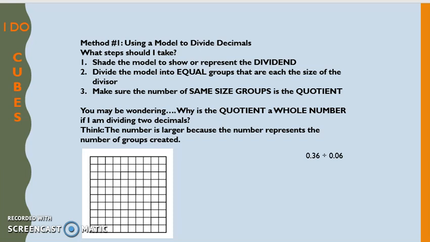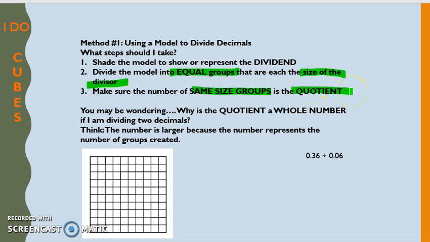Let's take a look at the I do. The first method I would like to show you is using a model to divide decimals. So we're asking ourselves, what steps should I take? Well, first we want to shade the model to represent the dividend. Then we would like to divide the model into equal groups. Very, very important: equal groups that are each the size of the divisor.